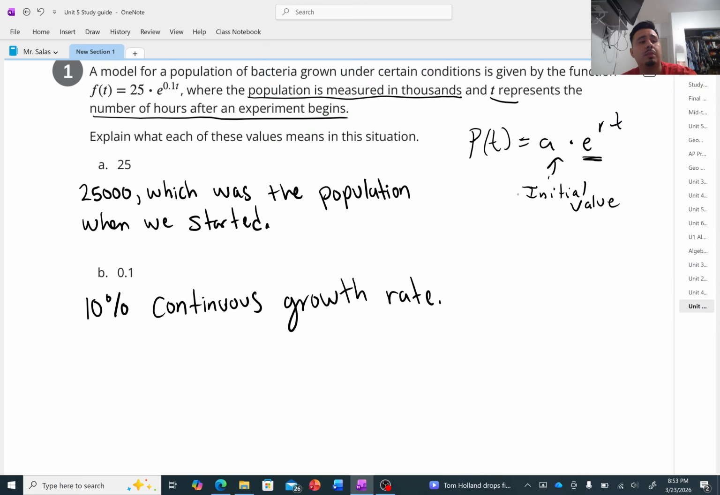If you have any questions about this problem, let me know. Again, this should be a little bit straightforward. You have this in your notes, but if you do have questions, raise your hand, ask me. I'll be happy to help you out.